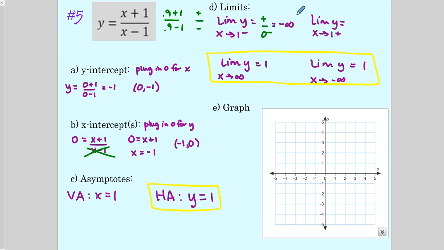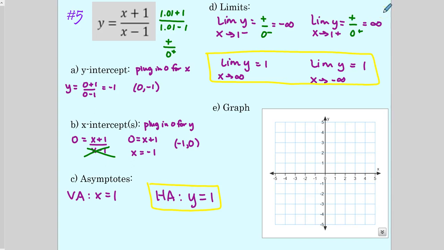What if x was something a little bit more than 1, like 1.1 or 1.01? 1.01 plus 1 over 1.01 minus 1. That's pretty close to 2 on the top. That's positive, and that's really close to 0 on the bottom, but positive. So we have positive over positive, and that's heading toward positive infinity.